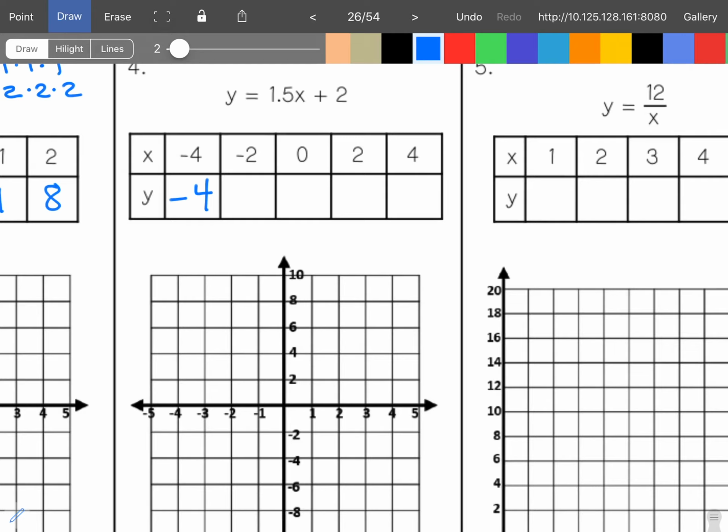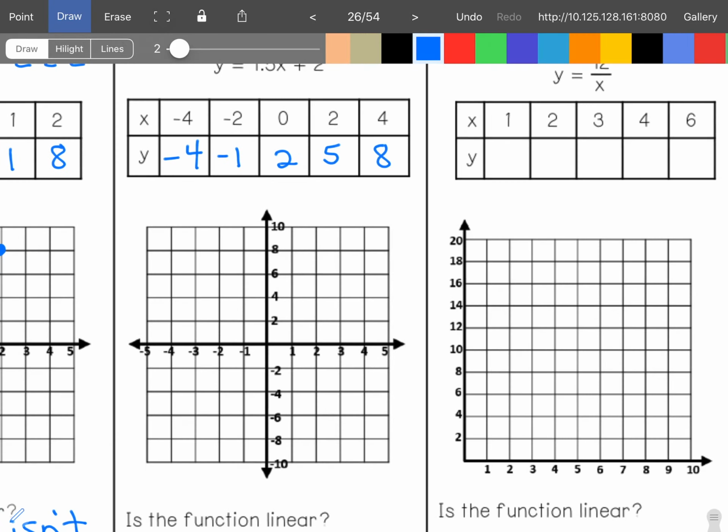Okay. When we plug in -2 into the calculator, and I really want you to practice doing it, you get -1. When you plug in 0, well, 1.5 times 0 is 0, plus 2 is 2. And when you plug in 2, well, 1.5 times 2, 1.5 and 1.5, that'd be 3, right? Plus 2 would be 5. And then the last one is 8. So go plot those points.